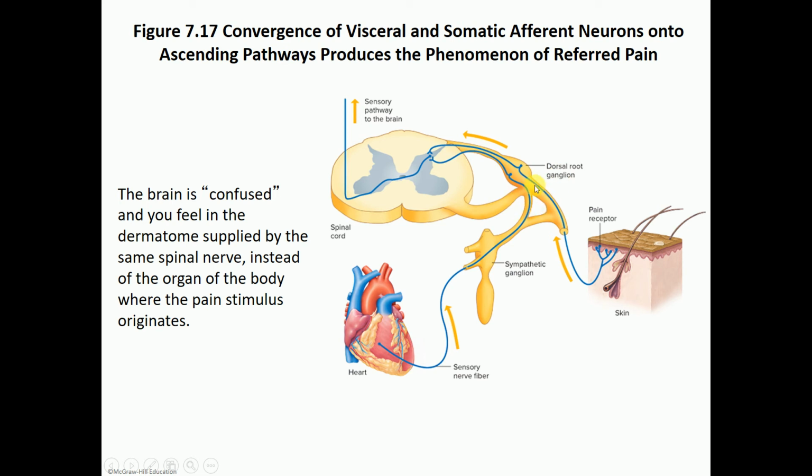The brain is used to getting painful stimuli from the skin, but it is definitely not used to getting painful stimuli from the heart, and that confusion leads the brain to refer the pain back to the skin. So the brain is confused, and you feel it in the dermatome. That part of the skin is known as a dermatome, and that dermatome has to share that spinal nerve with the injured area. So again, it's not just any random piece of skin in the body. It is that same dermatome that shares the spinal nerve.